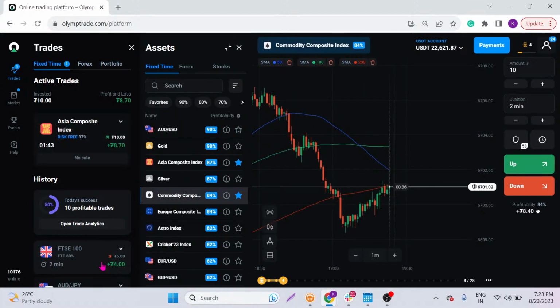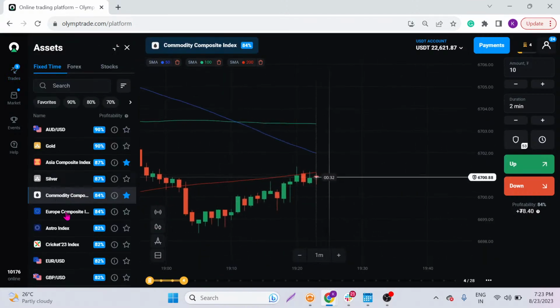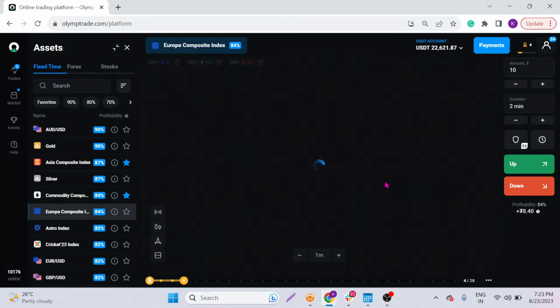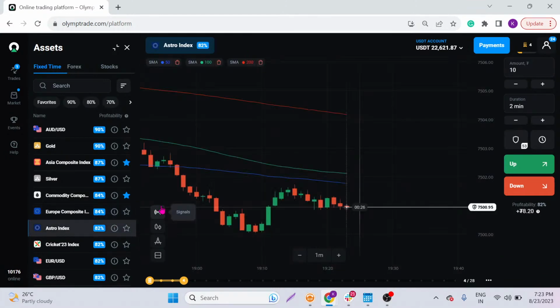Okay, the FTSE trade went positive and right now we are just looking to make one more trade, guys. The last trade for today.